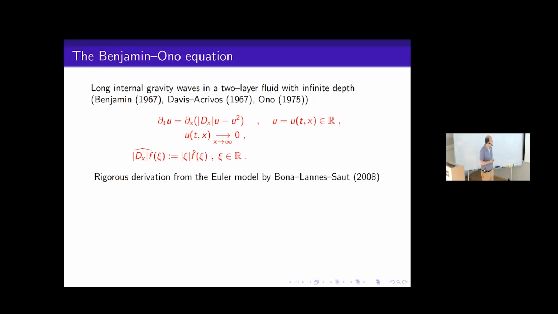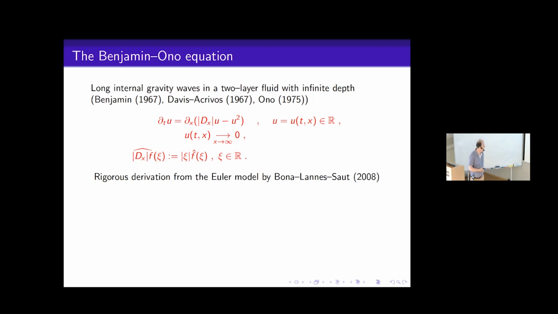I wrote this equation under the Hamiltonian form. Here, this dx is the J of the Hamiltonian structure. This is the gradient of the energy. u is a real valued function. x is a real variable. And u is supposed to be 0 at infinity, so it will be in Sobolev spaces. And |Dx|, as usual, is the multiplier by the absolute value of xi.